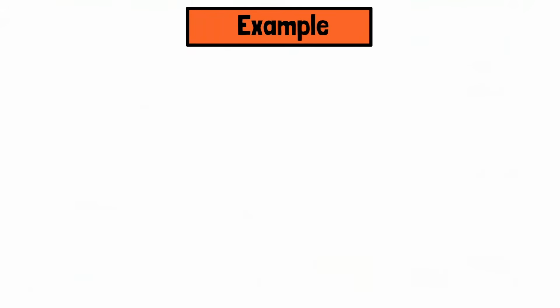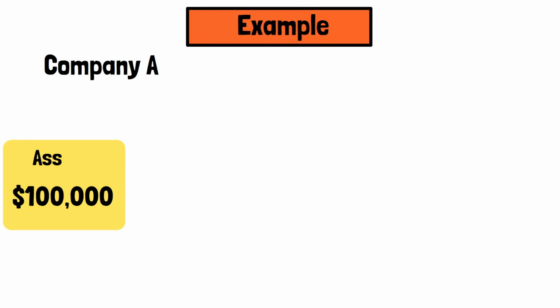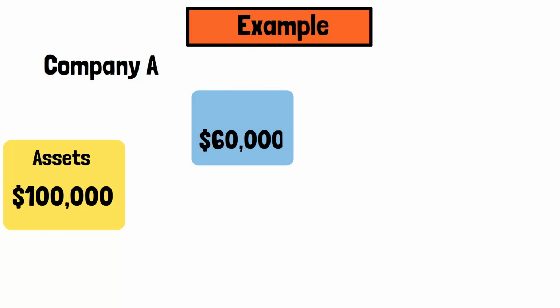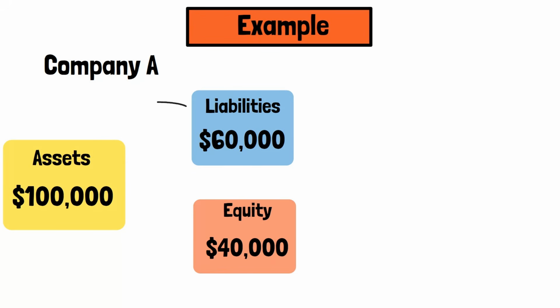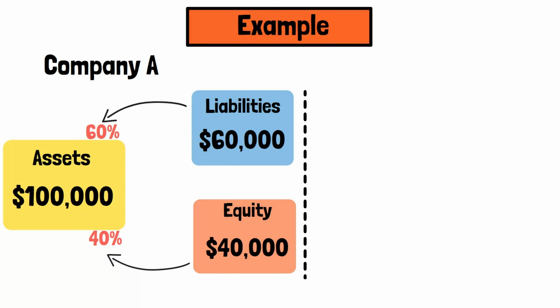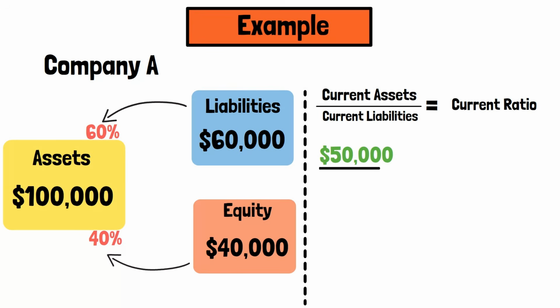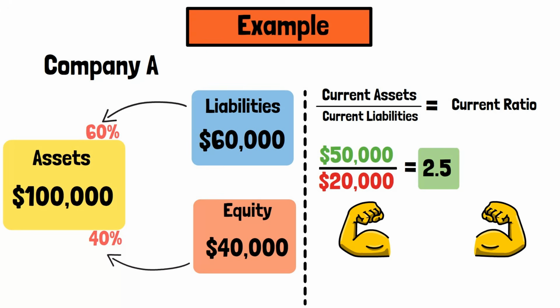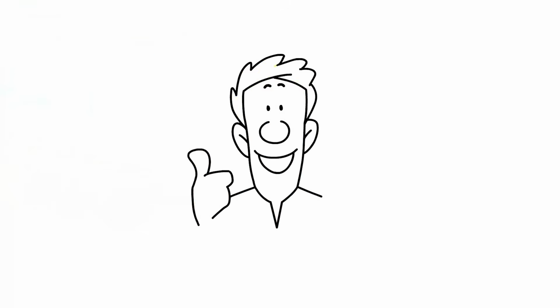Let's take a quick example. Let's say Company A has $100,000 in assets, $60,000 in liabilities, and $40,000 in equity. This means it's financing 60% of its operations with debt and 40% with owner investment. If current assets are $50,000 and current liabilities are $20,000, that's a current ratio of 2.5. Very healthy.